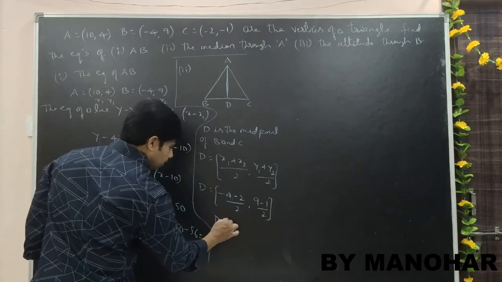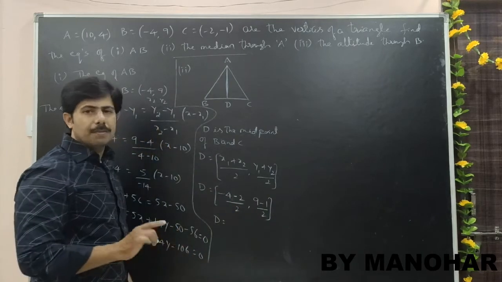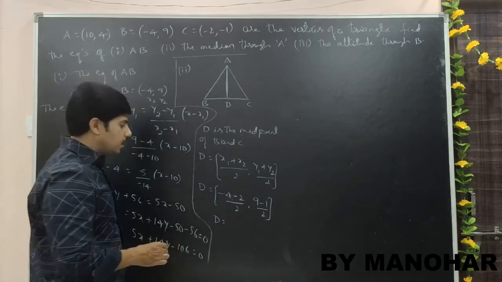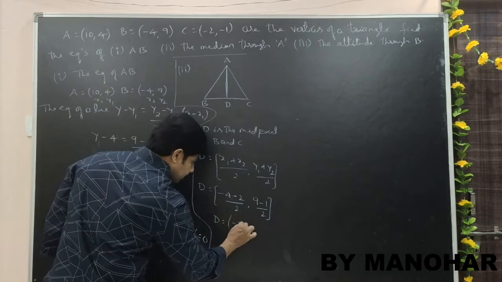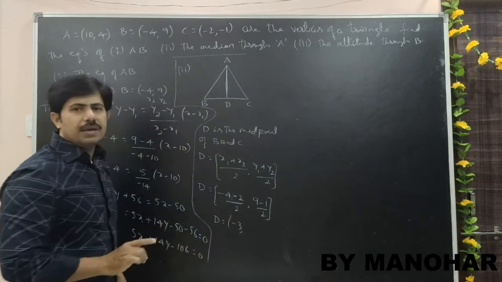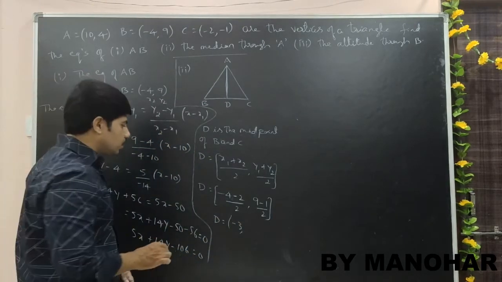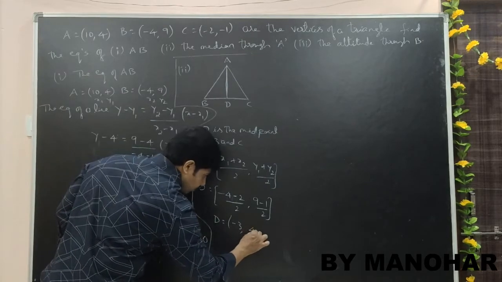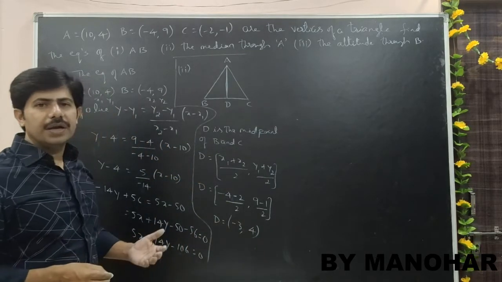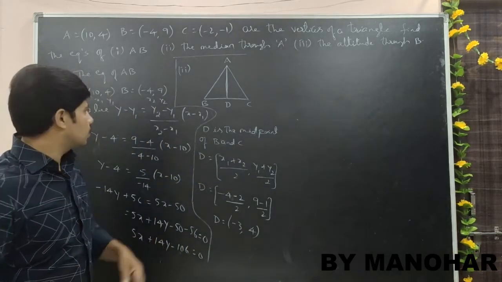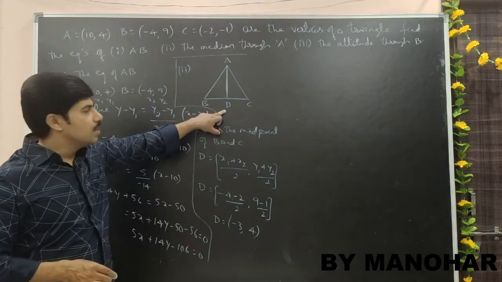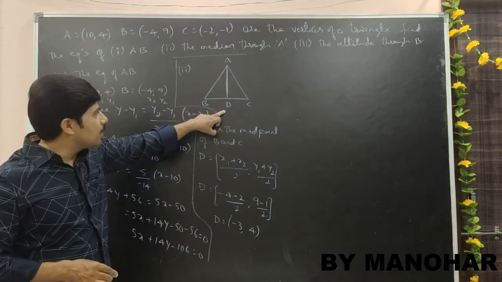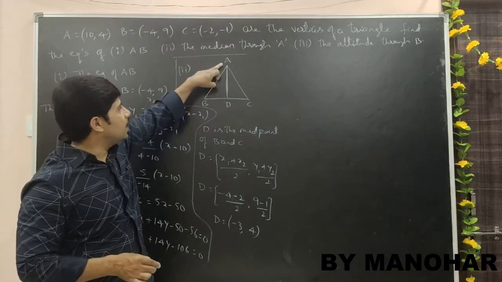So D is equal to, -4 -2 is -6, -6 by 2 is -3, comma 9 minus 1 is 8, 8 by 2 is 4. So what is D we got? It is (-3, 4). So we got D as (-3, 4). Now after getting D (-3, 4), we also have point A.